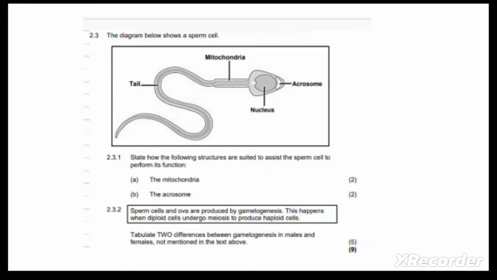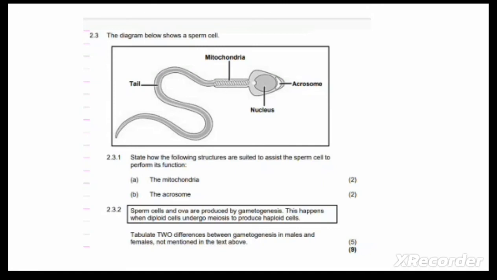Sperm cells and ova are produced by gametogenesis. This happens when diploid cells undergo meiosis to produce haploid cells. Tabulate differences between gametogenesis in males and gametogenesis in females not mentioned in the above text. So what you're going to do, you're going to draw a table, write gametogenesis in males and then in females.